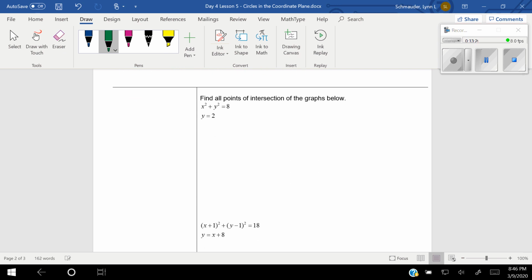Now let's do these two. You know what I need you to do right here, guys, is pause here and sketch these two circles. Okay, sketch the two circles in these next two problems, and then we'll come back and work them together.